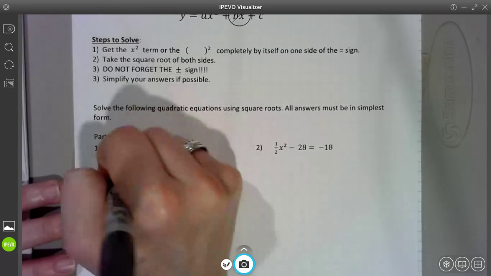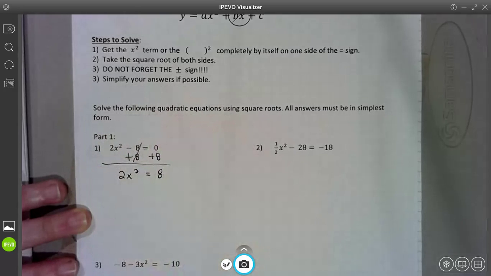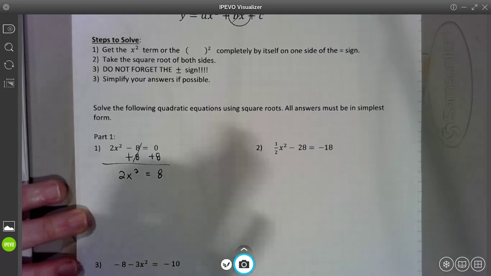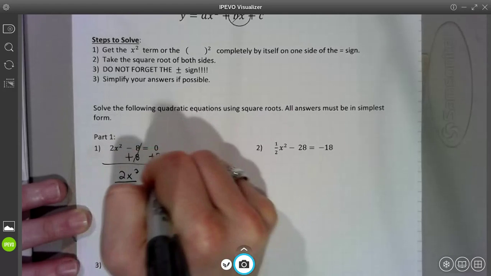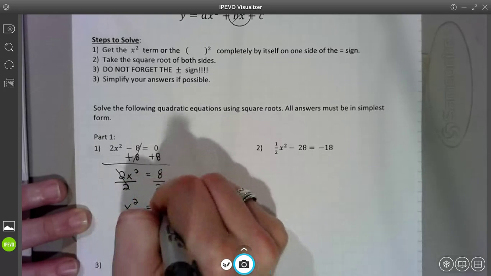Right? So now we're going to get 2x squared equals 8. Now remember, only the x is being squared, so we still don't want the 2 there. Make sure you move the 2 away as well. So now we're going to divide the 2 away because it's being timesed. So we'll do the opposite. And then you get x squared equals 4.